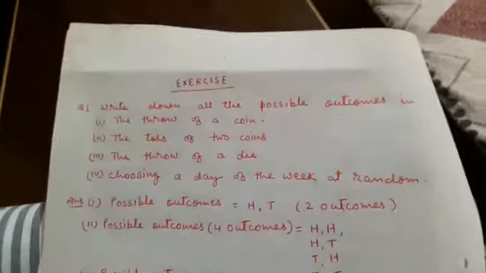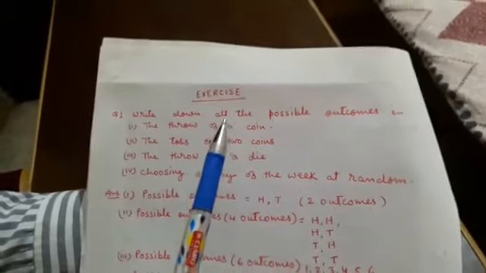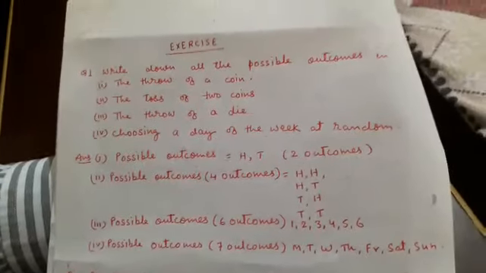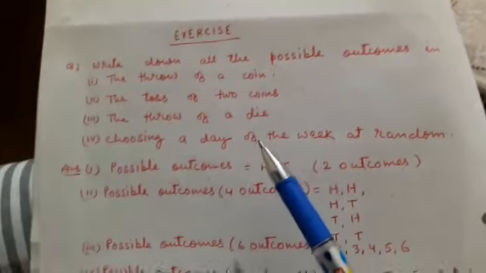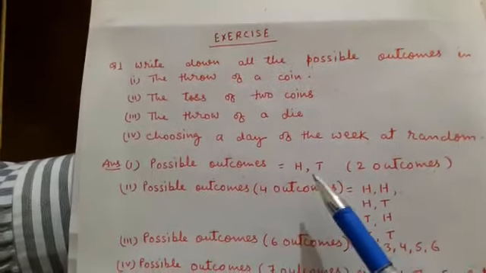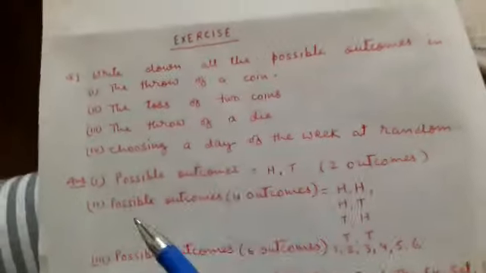Now we will start the exercise. The first question is, write down all the possible outcomes. First part of this question is the throw of a coin. What are the possible outcomes when you toss a coin? So how many faces does a coin have? 2. So either tail or head will come. Therefore the possible outcomes in the throw of a coin will be 2, head or tail.